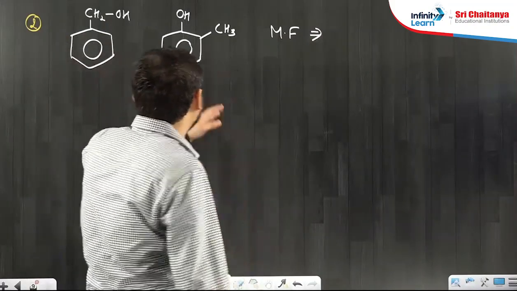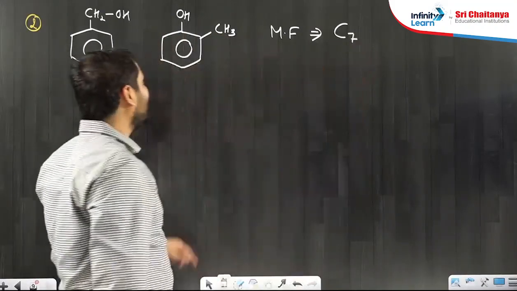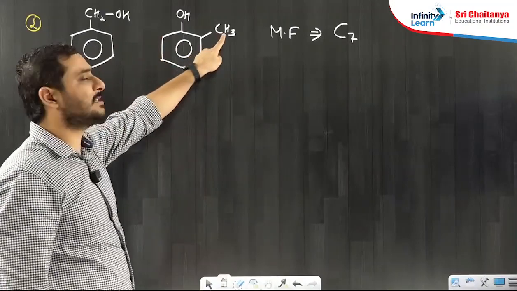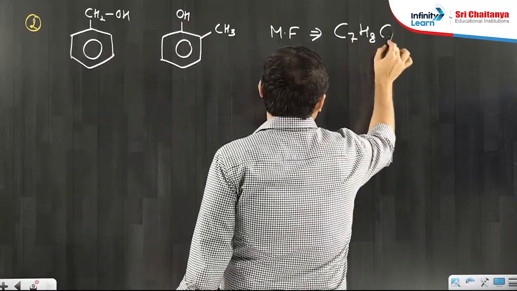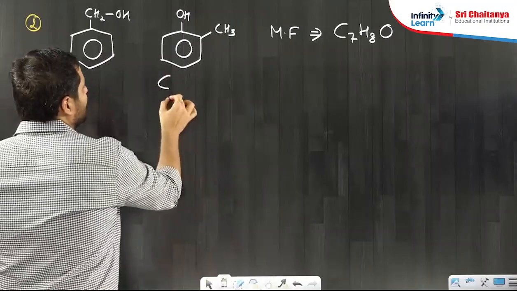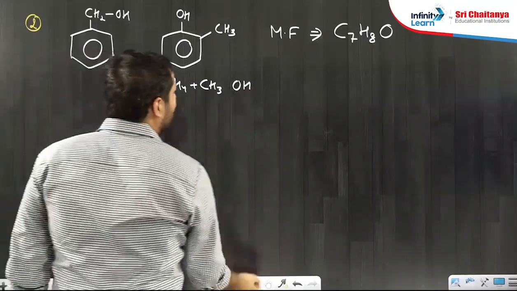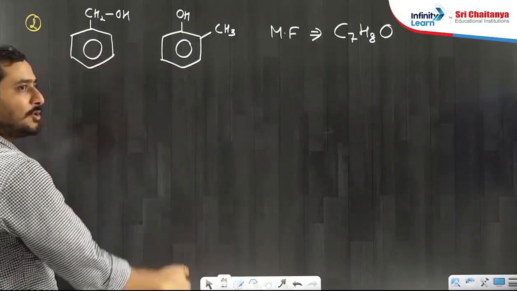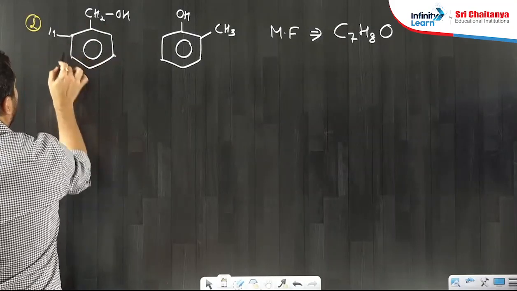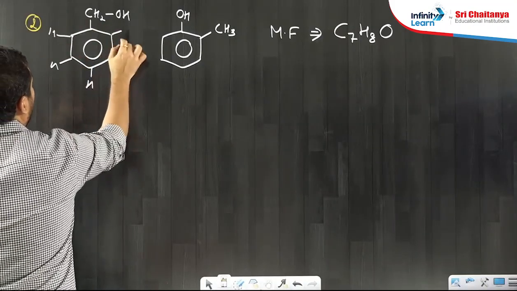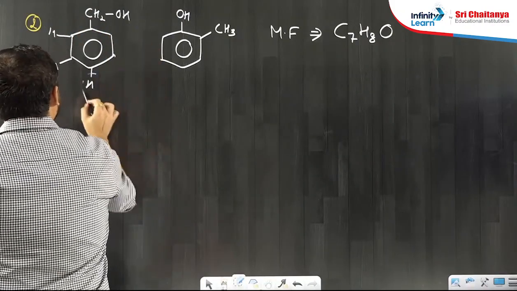Let us check how many carbon atoms are present: 6 plus 7 carbon atoms. How many hydrogen? 4 plus 3 is 7, 7 plus 1 is 8. And oxygen is present. This is C6H4 plus CH3 and OH, so it is C7H8O. And if you count here also, you will get the same: 7 carbon atoms and 8 hydrogen atoms. So the molecular formula is the same for both.